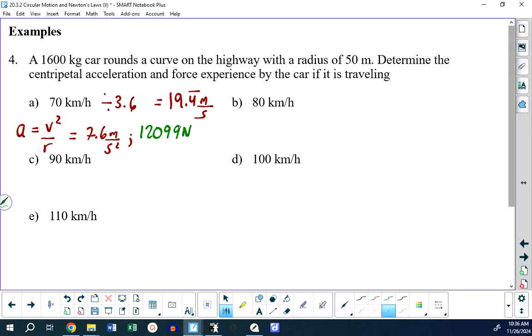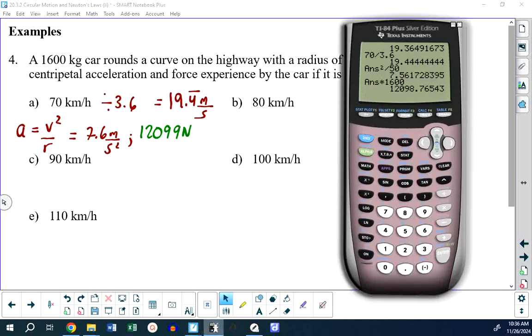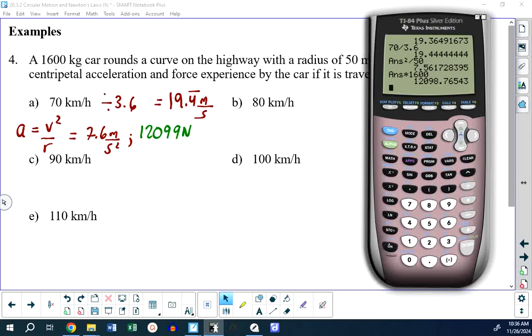But if you focus up here, what we can do instead is go stat, edit. Well, I have a whole bunch of stuff in my lists. Can you go stat, edit, and see if you have anything in your lists? Any remnants of anything? If you do, go to your memory management menu, which is second plus, and clear all lists. So now stat edit will show empty lists, and I'm simply going to put in all of my speeds in list 1.